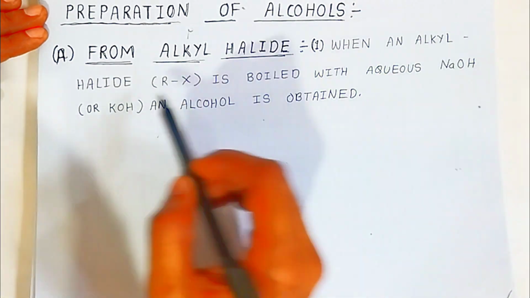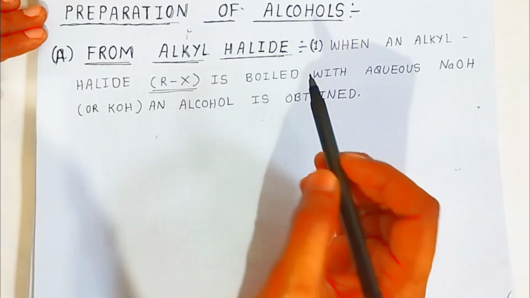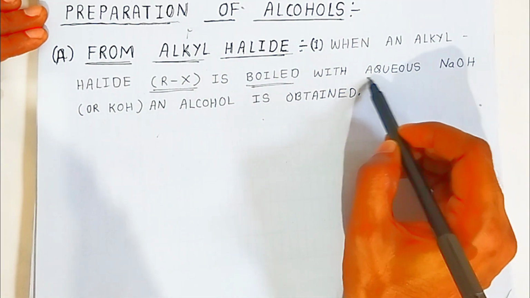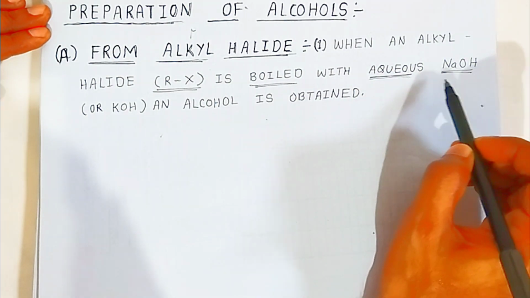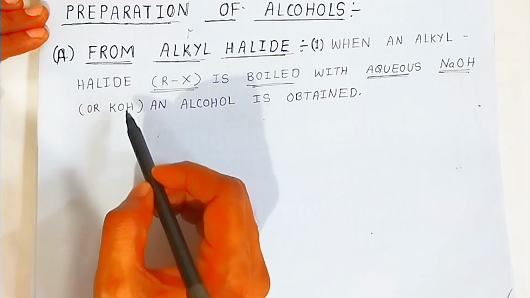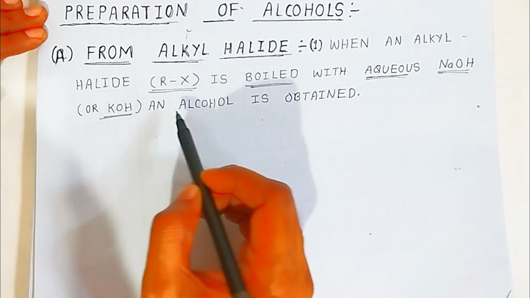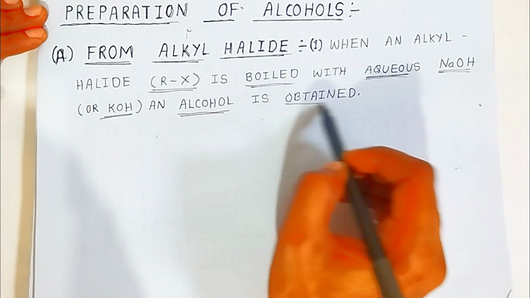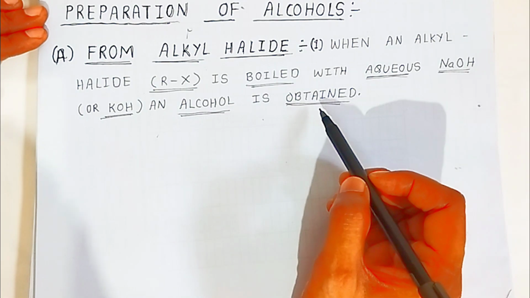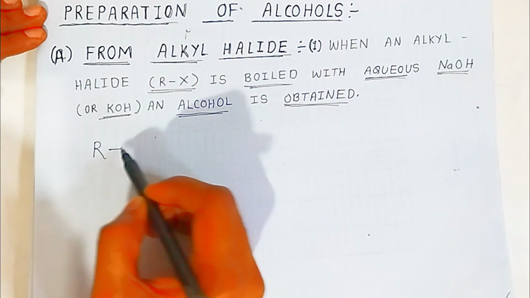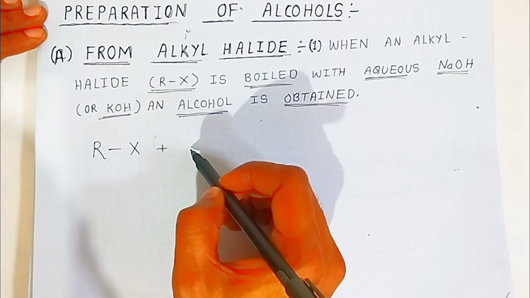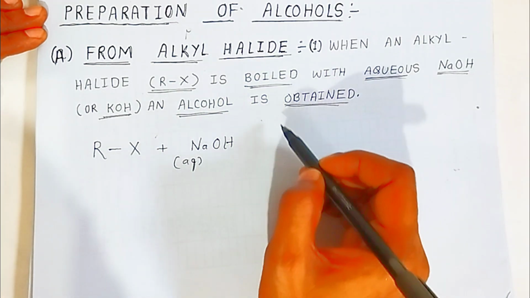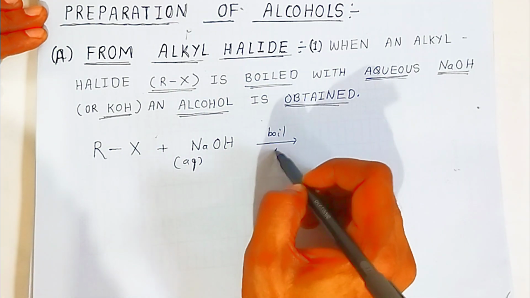When alkyl halide, in short RX, is boiled with aqueous NaOH, students, when we dissolve NaOH in water, we call it aqueous NaOH, or you can use aqueous KOH, and then alcohol is obtained. So this way students, we can prepare the alcohols. The raw material is RX, R stands for alkyl, X stands for halide. React with aqueous NaOH and just boil, or you can say just heat it.